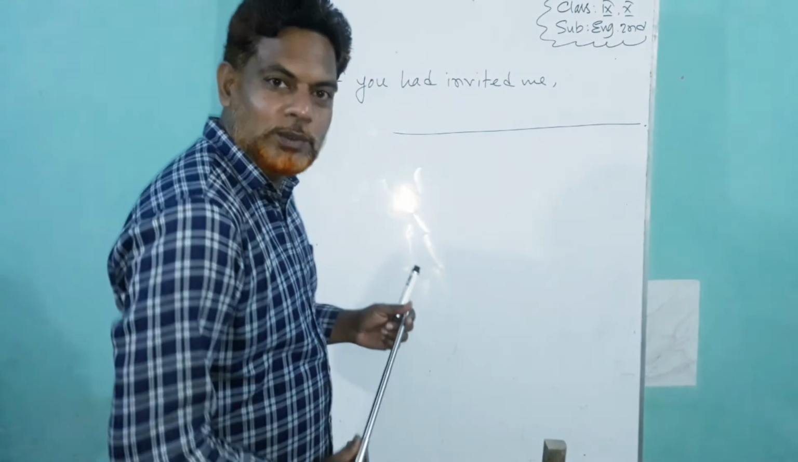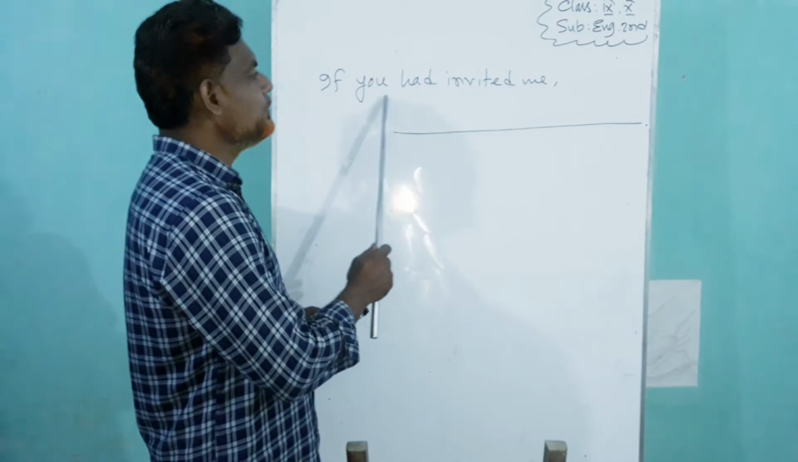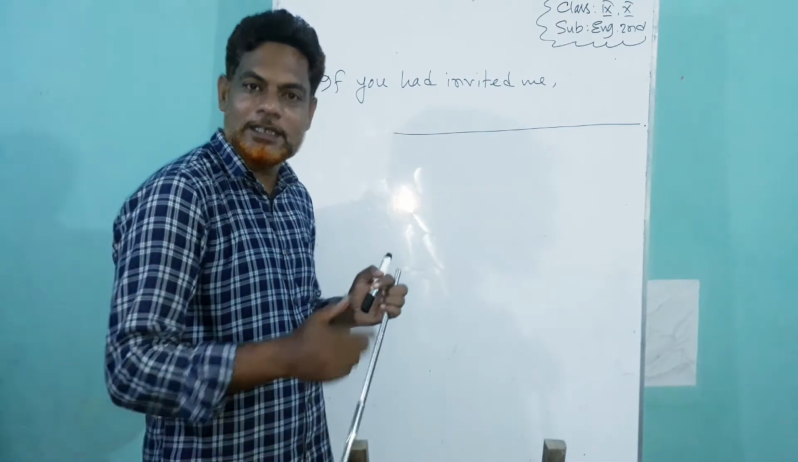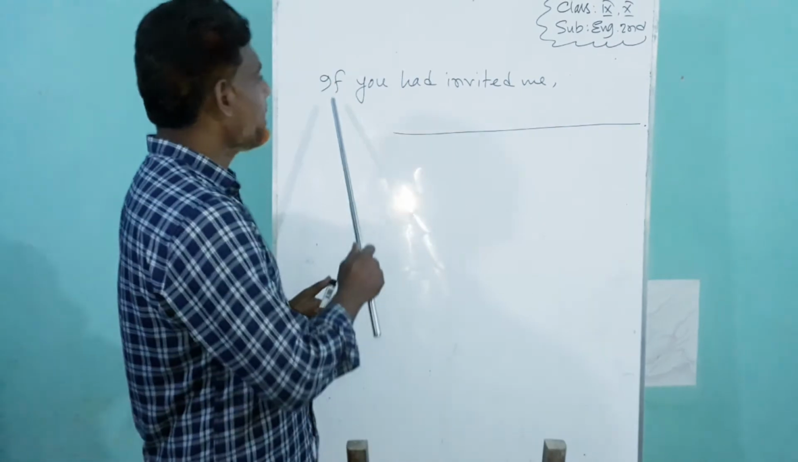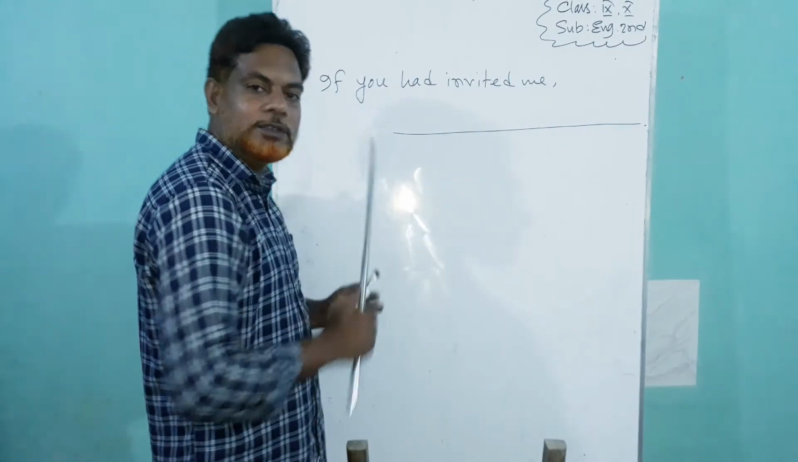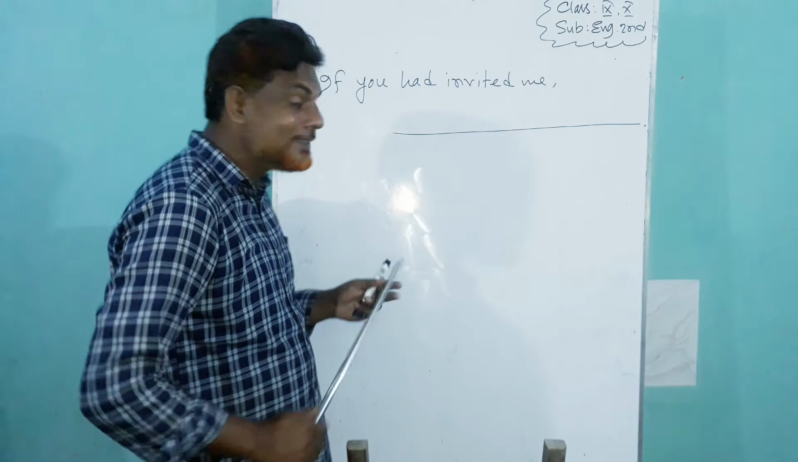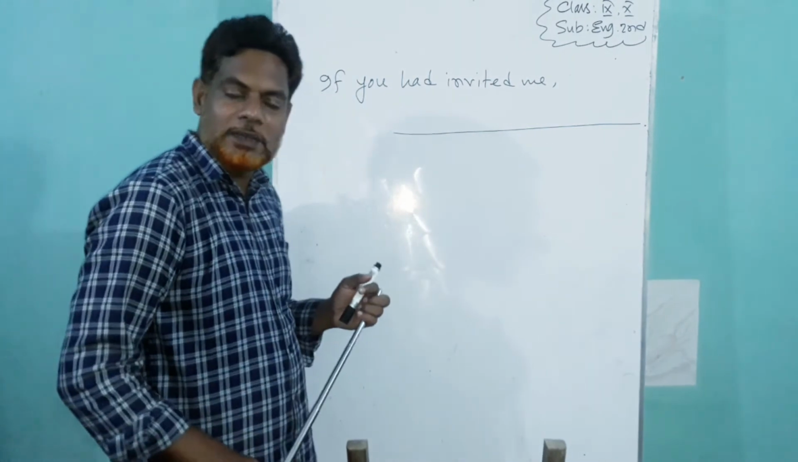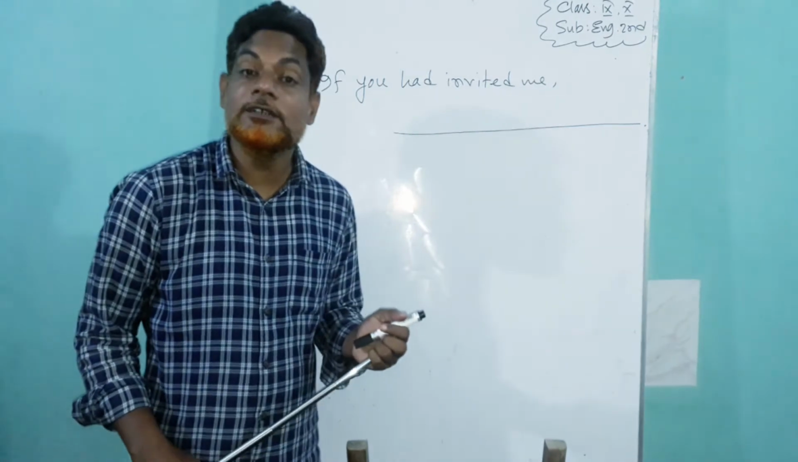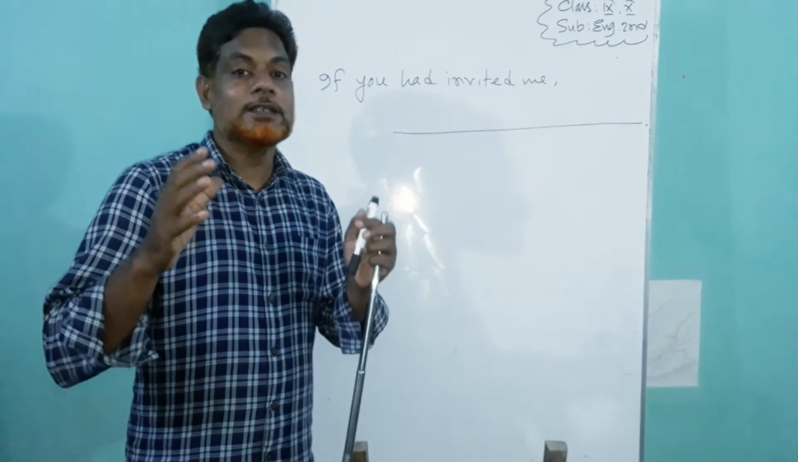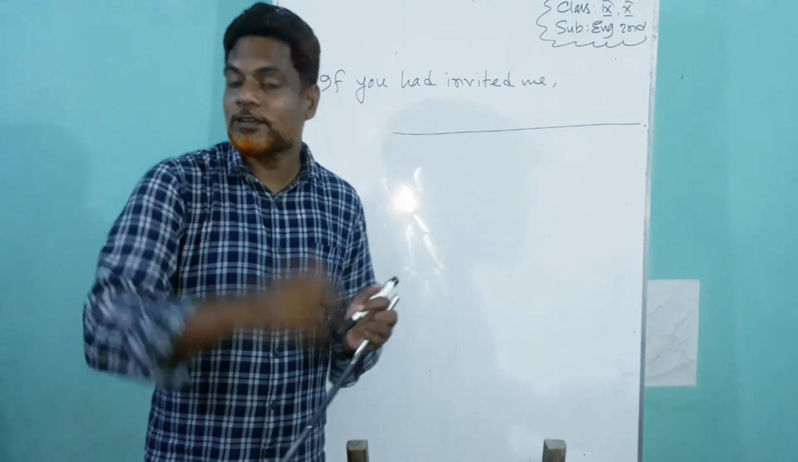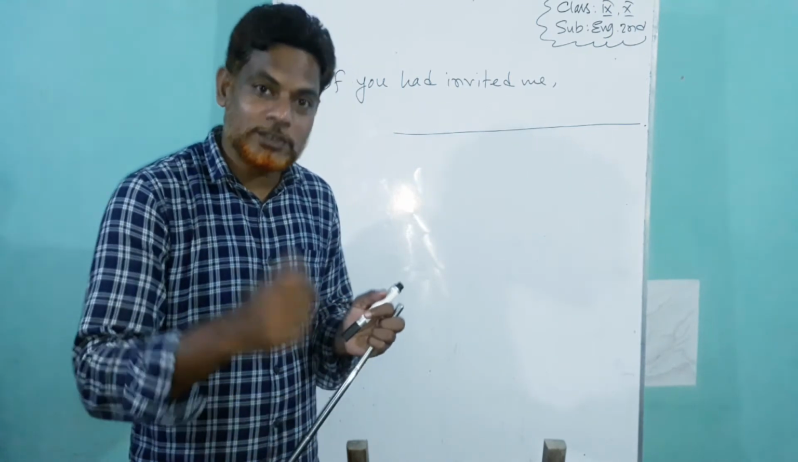Dear students, look at another example. If you had invited me, then we have to write the other part. You can see this one is the subordinate clause. Why? As this clause has been started with if, and we know very well if is a subordinating conjunction. If any clause is started with a subordinating conjunction, this clause is called subordinate clause.